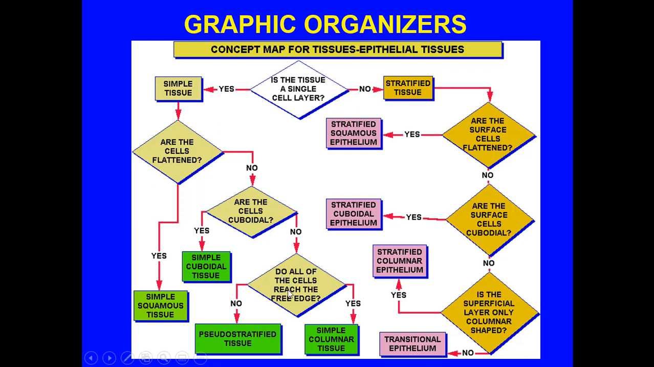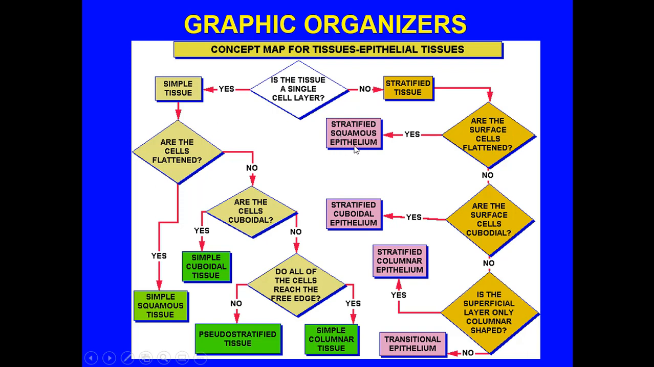Do all of the cells reach the free edge? No, pseudostratified. Yes, simple columnar tissue. With stratified, if you came up with no and you had stratified tissue, then you have these questions that help you to identify. Are the surface cells flattened?